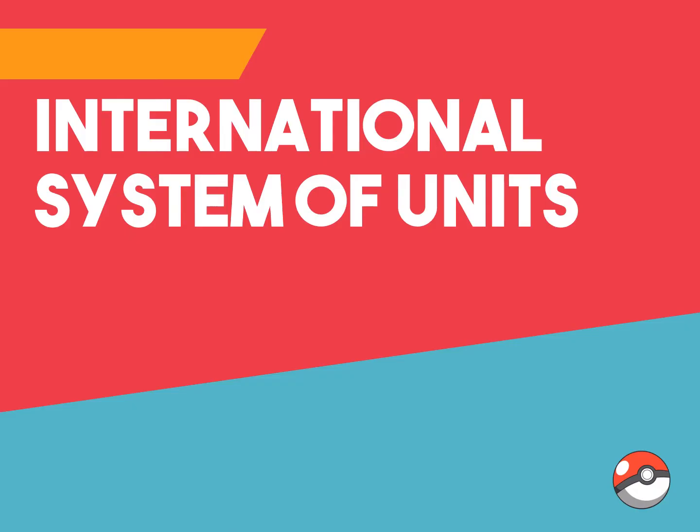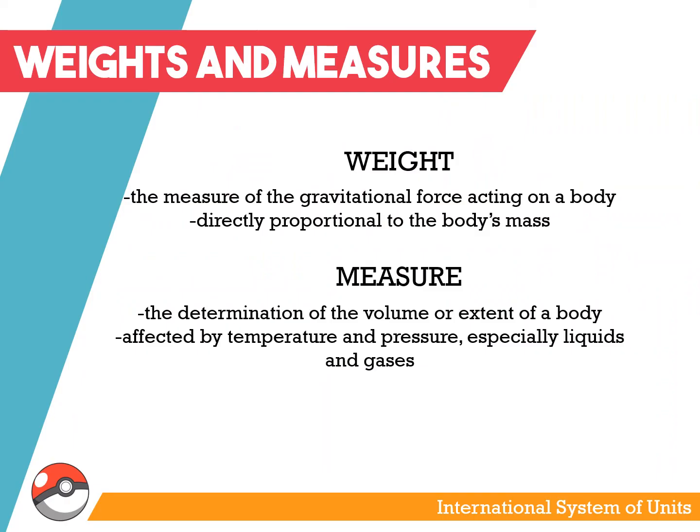Next, let us have the International System of Units, weights and measures. So how do we differentiate the two? Weight is the measure of the gravitational force acting on a body. It is directly proportional to the body's mass. So the greater the mass, the greater the weight. Measure, on the other hand, is the determination of the volume or extent of a body. It is affected by temperature and pressure, especially in liquids and gases.